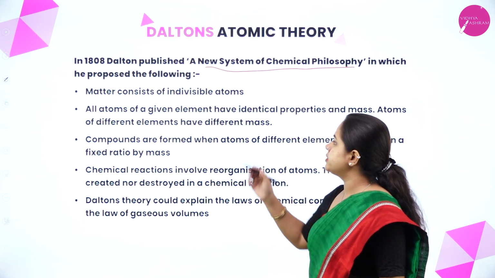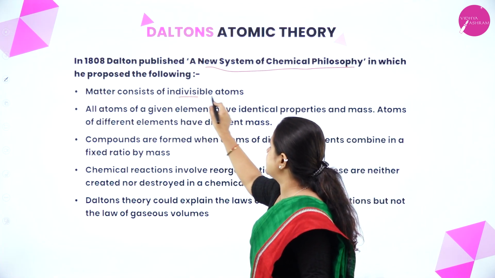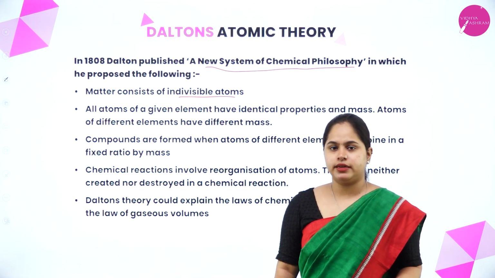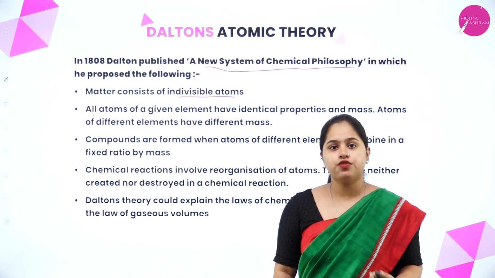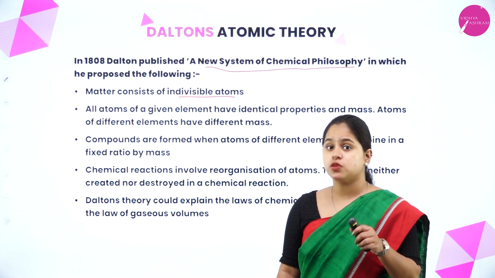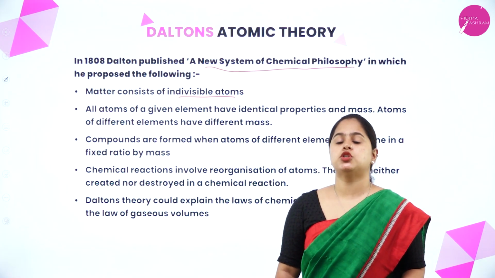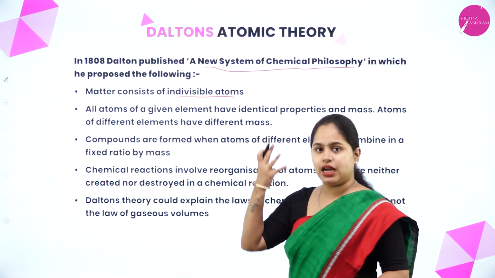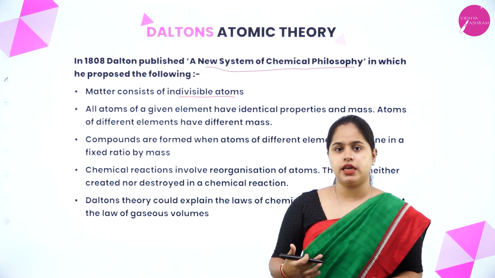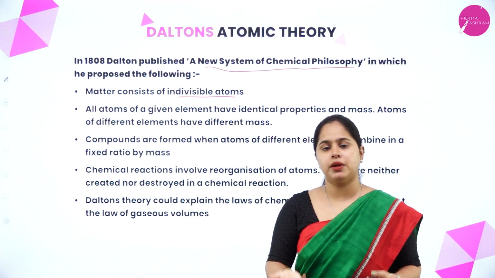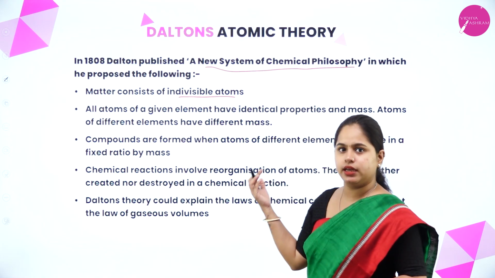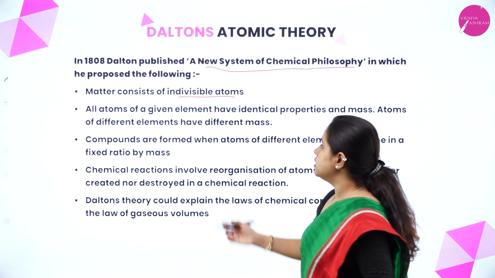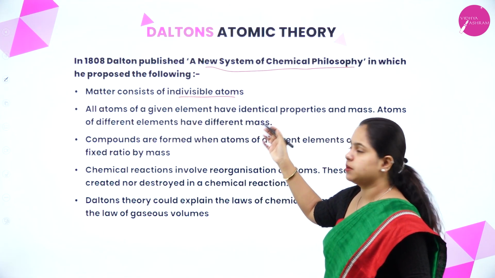So the first postulate is matter consists of indivisible atoms. Yes, so this was the first postulate made by Dalton's atomic theory. So as of now, we know that matter is made up of atoms which are divisible, right? There are subatomic particles: electrons, protons and neutrons. Yes, so this is actually not applicable in the current scenario, but these were the postulates which were made by Dalton in his atomic theory. So you can see that some of these postulates were wrong.